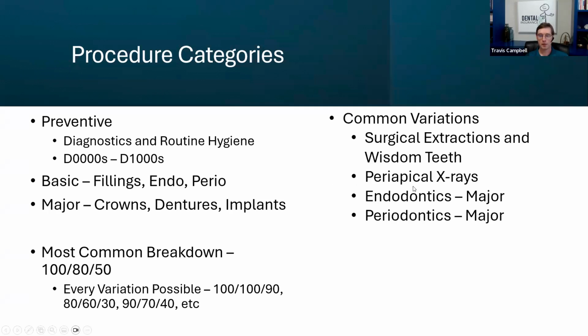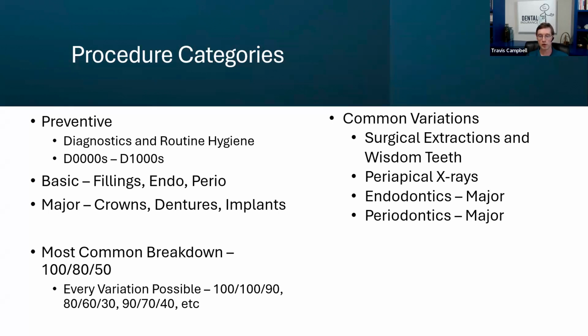And then you've got to look at the common variations. For instance, within the groupings, while normal extractions may be paid at basic, your surgical extractions and wisdom teeth can often be paid at major. Periapical x-rays that are diagnostic, more and more often, and this is probably the most common variation, are paid at basic. And then you've got your endo and perio, which normally should be basic, but a lot of times is filed under major.